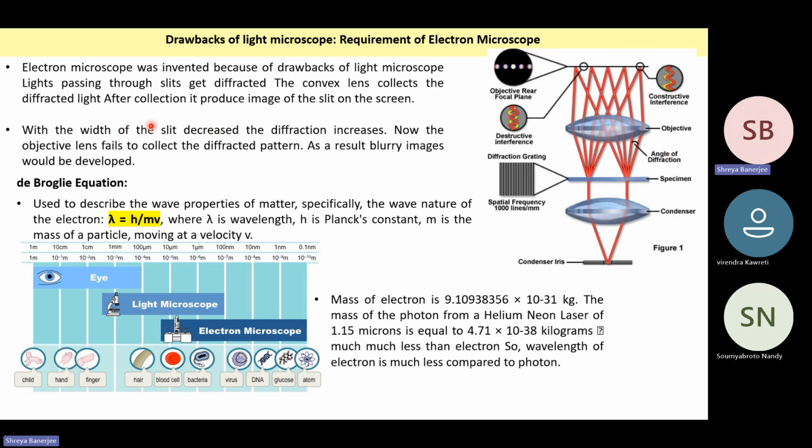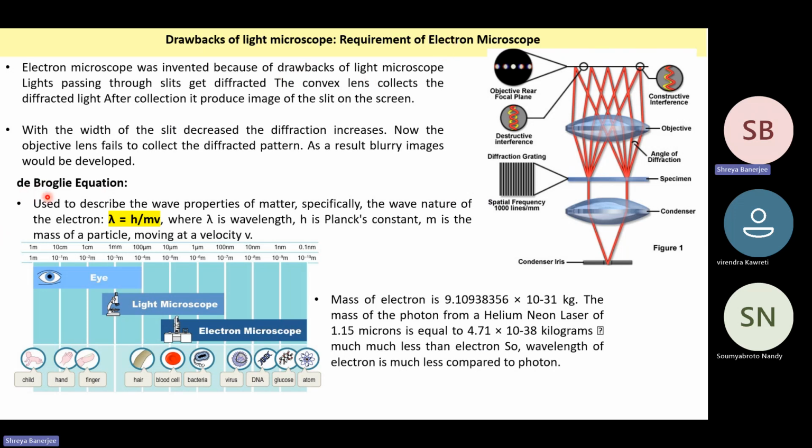And as the width of the specimen increases, the diffraction angle will also increase. And so when it is getting focused by the objective lens, instead of focusing at one particular point, it will focus at multiple points, forming a very blurry image. So that is the drawback of the light microscope: instead of a sharp image, you are getting several blurry images. To combat that, the electron microscope was invented.